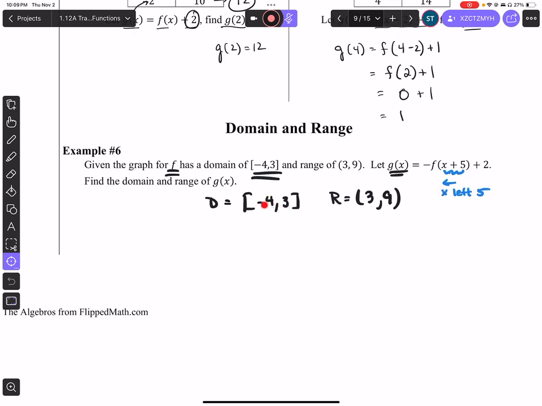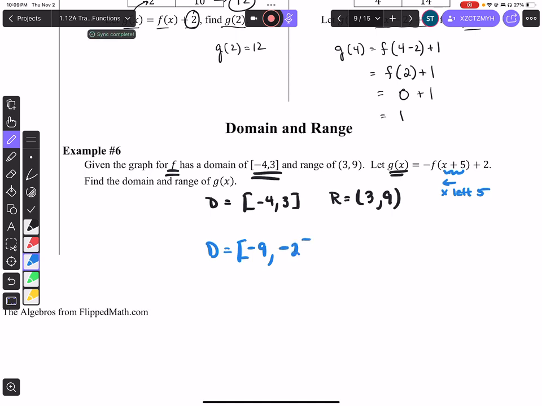Well, thank goodness, domain is just X values. So on the left end of our domain is -4, but that -4 will be shifted left 5. So our new domain is going to be over at -9. And the 3, which is the high end of the X values, it's going to go left by 5. So I just take 3 minus 5. It's going to go to -2, just like that. So there's our domain.